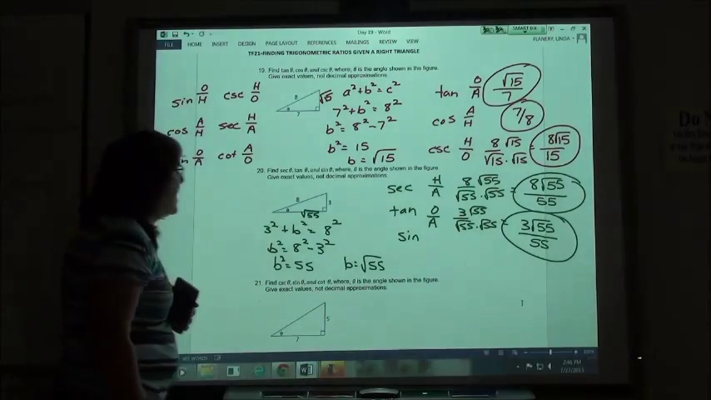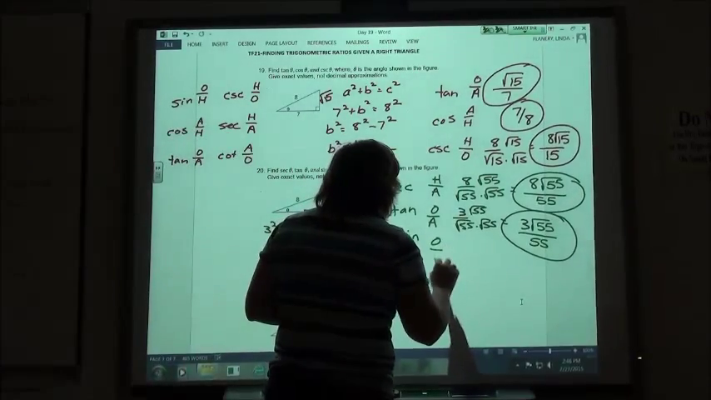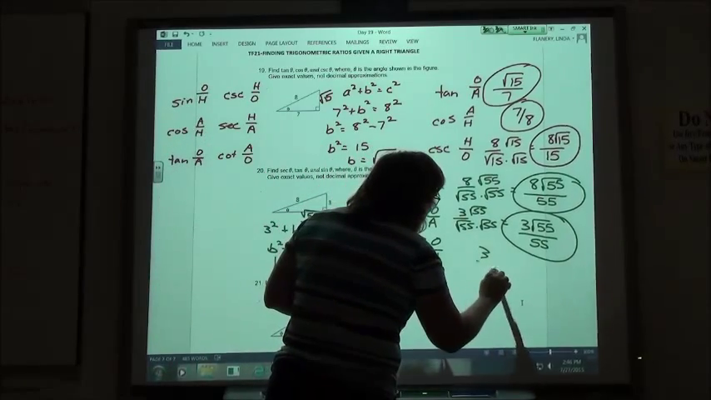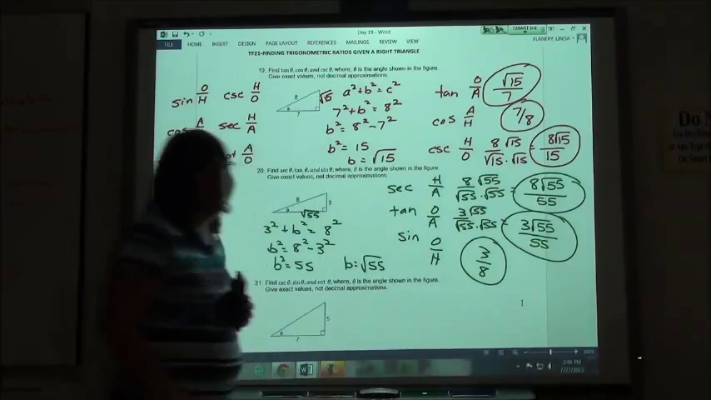And my sine, opposite over hypotenuse. The opposite is 3, the hypotenuse is 8, that one makes it easy. 3 over 8.